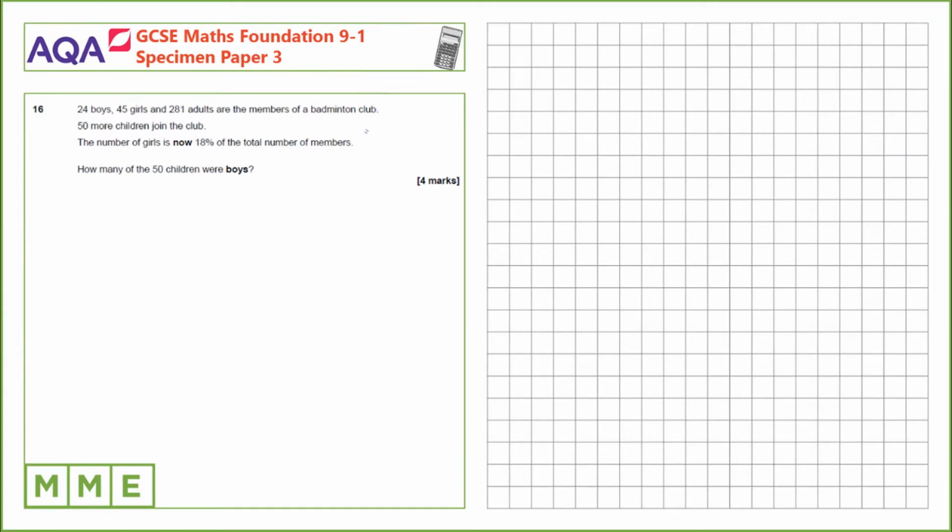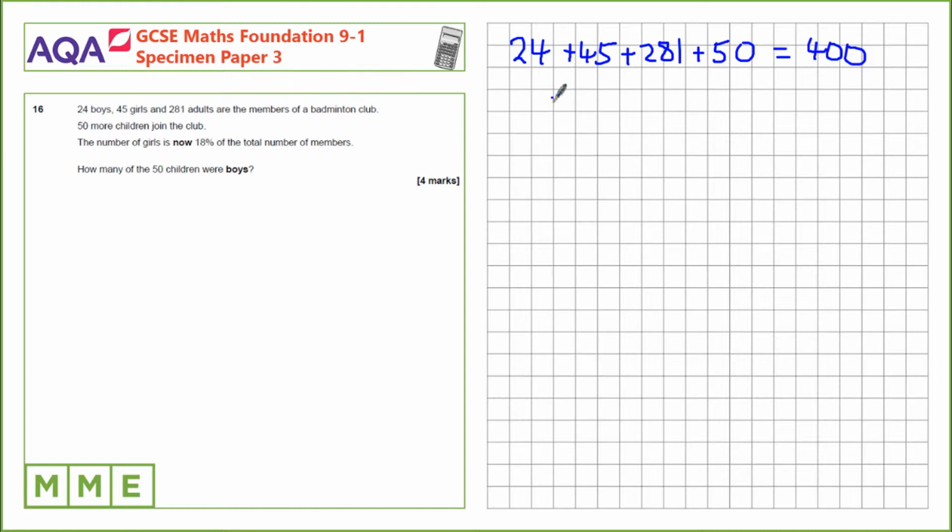Question 18. 24 boys, 45 girls, and 281 adults are the members of a badminton club. 50 more children join the club. The number of girls is now 18% of the total number of members. How many of the 50 children were boys? So to tackle this, we need to look at the new number of girls with the total number of members. So we need to find the total number of members now. That's 24 plus 45 plus 281 plus the new 50 children there, which is 400 members.